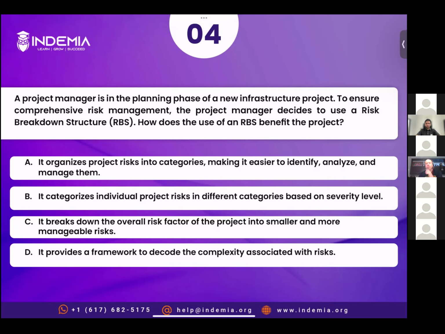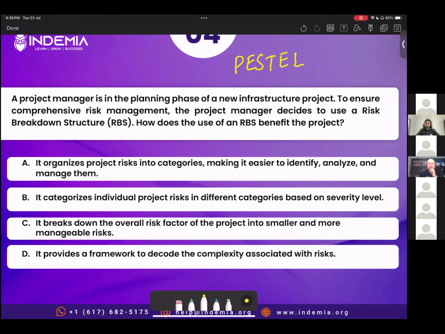So RBS organizes project risk into different categories. For example, we use PESTEL, right? In PESTEL, P stands for political risk, E for economic, then social, technical, environmental, legal, right? Or we use SPECTRUM, or we use TECOP, VUCA.